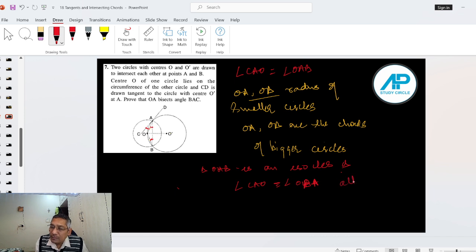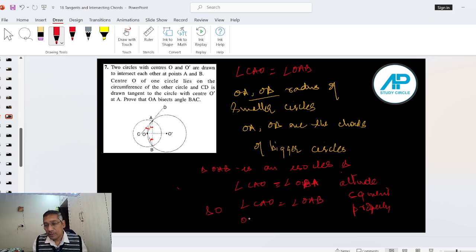Why? Alternate segment property. That is where the same property plays a role, alternate segment property of the circle. So angle CAO is also equal to angle OAB, or OA bisects angle CAB, because I got three angles on the whole. First angle, second angle, third angle. First and second are equal, first and third are equal, right?